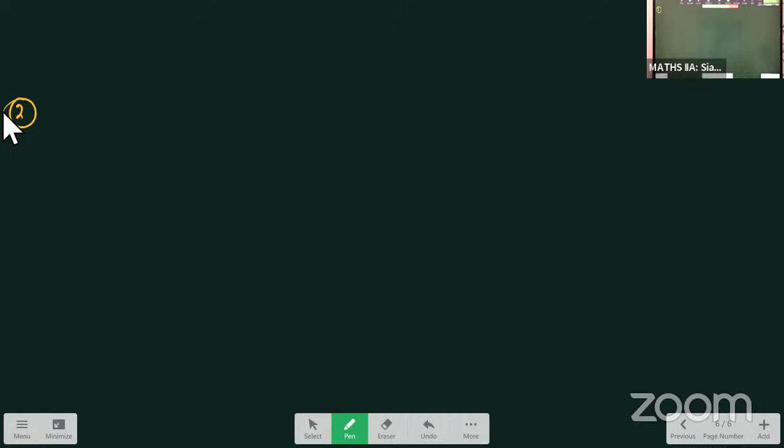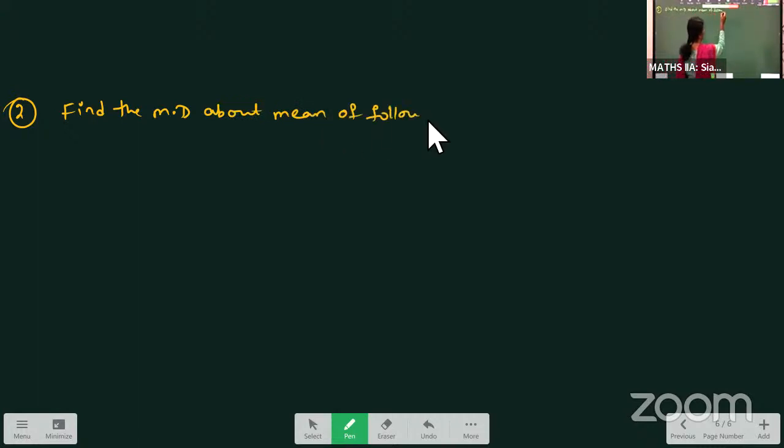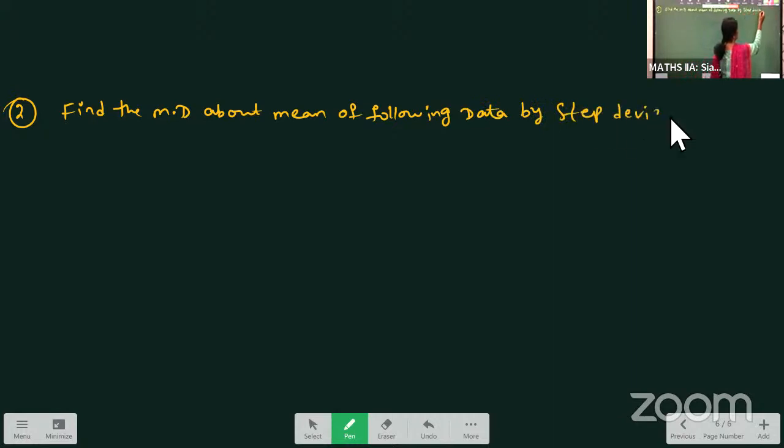Find the mean deviation from mean of the following data by using step deviation. The question is like this. Find the mean deviation about mean of the following data by using step deviation. So compulsorily we have to use the step deviation formula, by using the step deviation method.